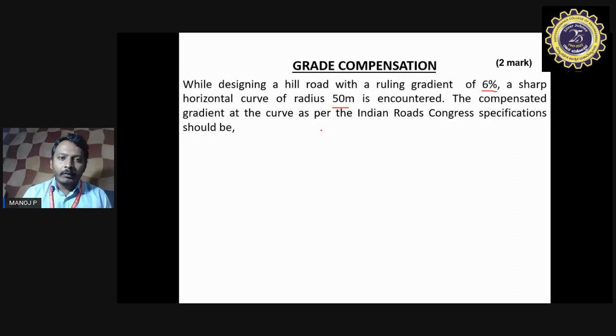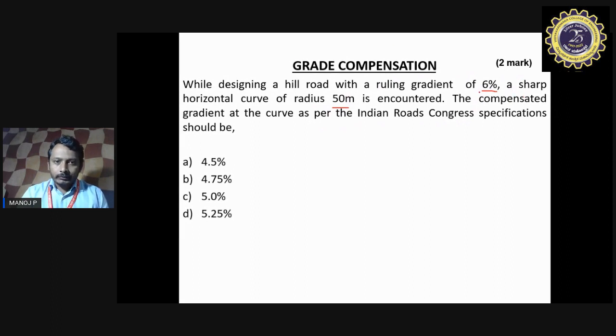That means whenever there is a horizontal curve, whenever you turn right or left, you cannot directly climb up or climb down. Some amount of gradient should be reduced. Normally, for a design speed, rolling gradient is 6%. This 6% cannot be provided when you provide a sharp horizontal curve of 50 meter. That needs to be reduced.